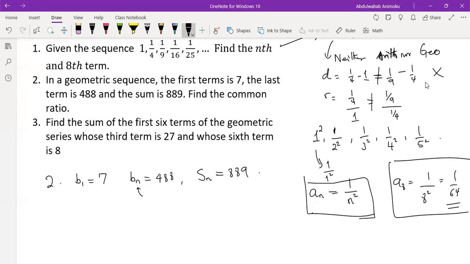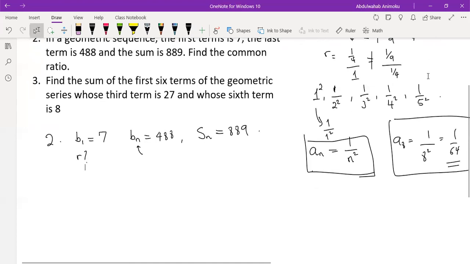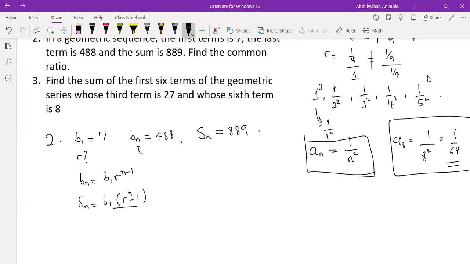Now that we have this, the question is to find the common ratio. Remember, I told you in the previous video that usually when you have problems with sequences, the knowns are enough to find the unknowns. Now let's see how this fits in. The first thing I always do is write my formulas. The formula for the nth term of a geometric sequence is Bn = B1 r^(n-1), and Sn = B1 (r^n - 1)/(r - 1). These two formulas are enough for me to solve this particular problem.